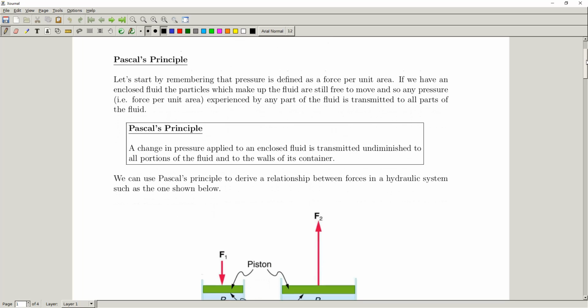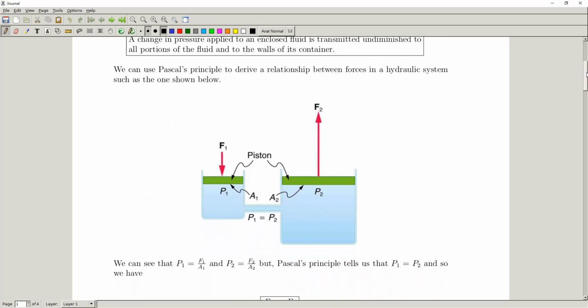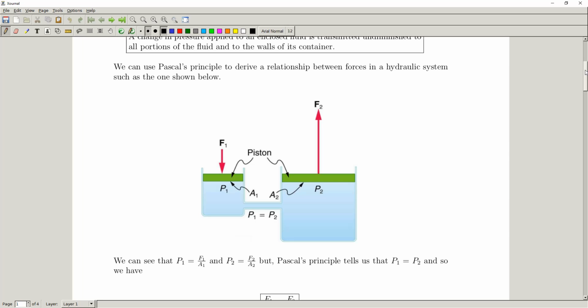And if we apply Pascal's principle to a hydraulic system, a very simple hydraulic system like the one we see here, this is from the textbook. I don't remember exactly what figure this is. Let me look it up. So this is figure 11.12 from the textbook. And so what does this tell us?